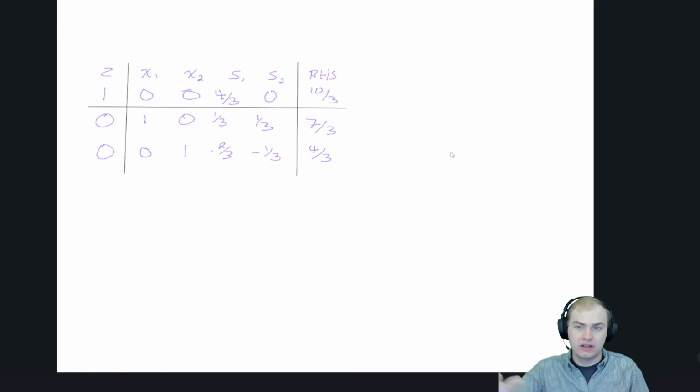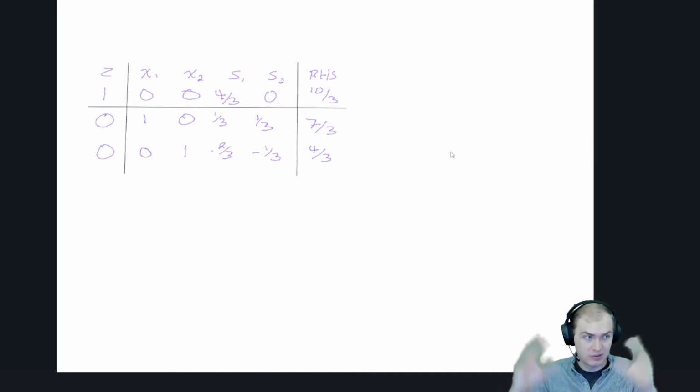Now I don't know what problem would actually produce this tableau, but the thing is, every tableau with feasible solutions does represent some LP. I don't know specifically which one this represents, but some LP is represented here.